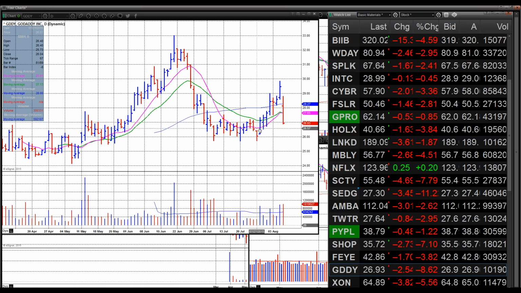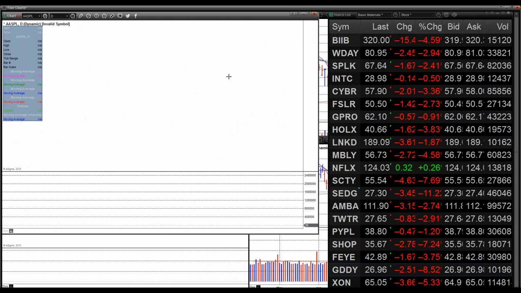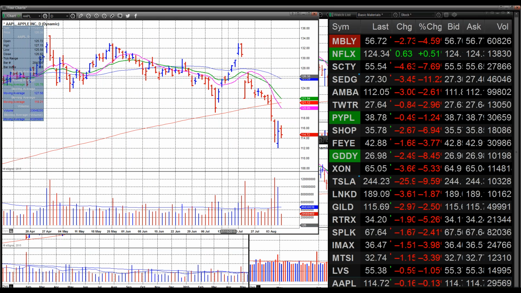GoDaddy was looking good for a while. You had a pocket pivot here. You get that nice move before earnings. Better take it, because now it's hit the skids. But everywhere, you know, Apple breaking. Let's get Apple. There's Apple busting.